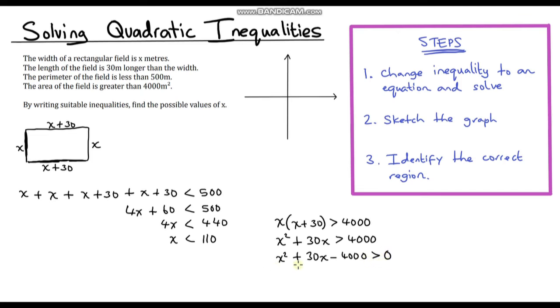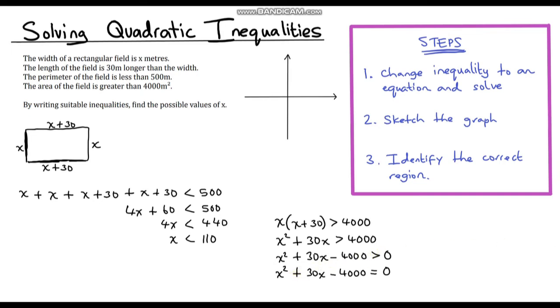So now we have a nice quadratic inequality and we know how to solve these. So the first step is to change the inequality to an equation. So all I've done here is I've just replaced the greater than symbol with an equal symbol. And now we can solve this quadratic equation. Now I'm going to use the quadratic formula because I think it's being a bit left out. I haven't used it yet.